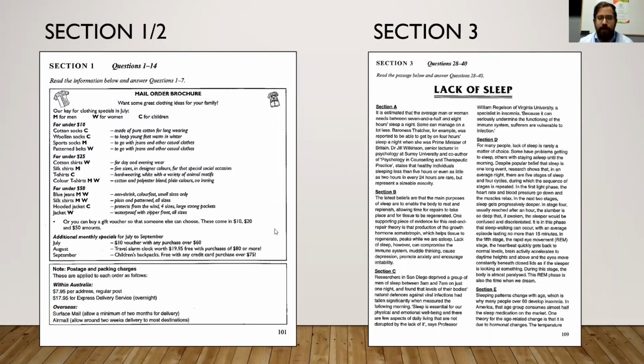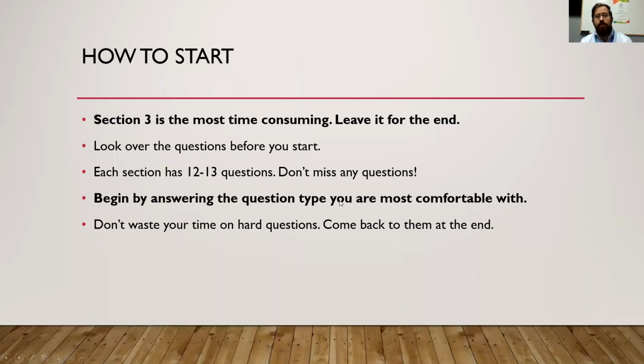So because of this, you really should leave section 3 for the end of your reading period, right? Because it's the most difficult, it's the most time consuming. You want to give yourself the most time to do it. But if you start with section 3, then maybe you'll take too long on it and you won't have time to do section 1 and 2. So we really recommend start with 1 and 2 and then do 3. This way you might even have some extra time to finish 3.